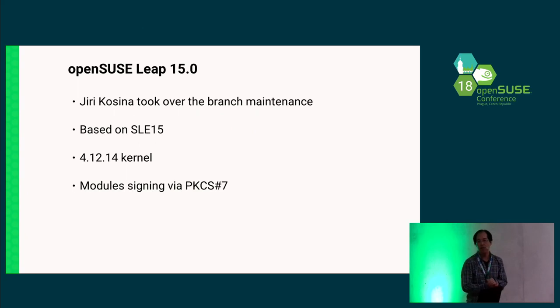OpenSUSE Leap 15.0 kernel, I could finally slow that away, and Takashi Iwai took over the maintenance ship. Thank you. And this is, again, based on the SLE 15. That is good. So we have no maintenance overload of the openSUSE Leap kernel. And this is based on the 4.12.14 kernel. And the signing method is slightly changed. That is signed by PKCS7. That means it needs a different kind of package dependency and so on.